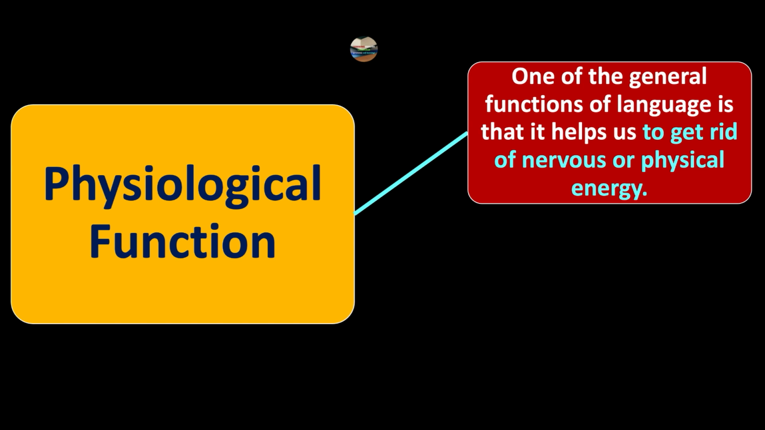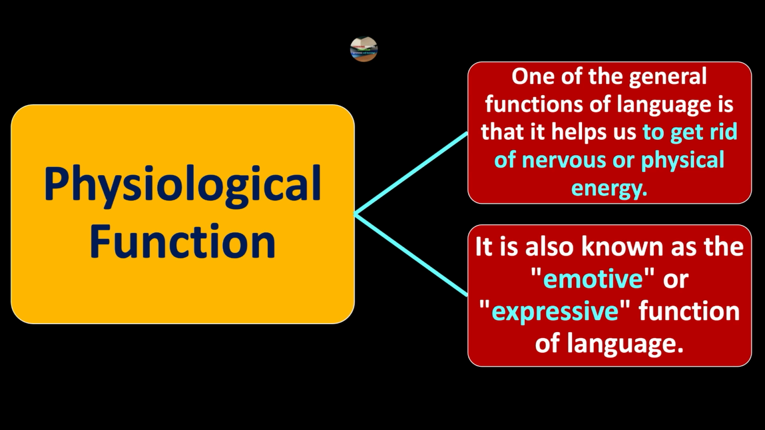Physiological function of language. One of the general functions of language is that it helps us to get rid of nervous or physical energy. It is also known as the emotive or expressive function of language. That is to say, physiological function of language may also be known as emotive or expressive function of language. We have some more ideas about physiological function of language.